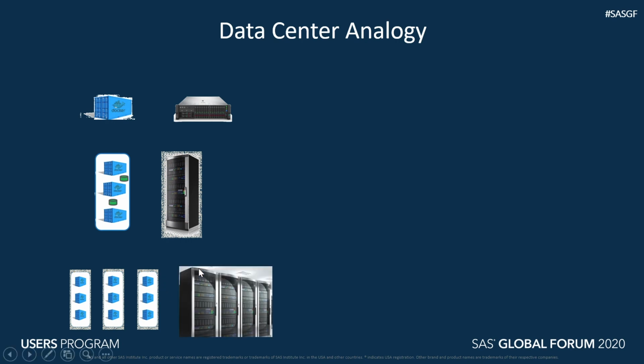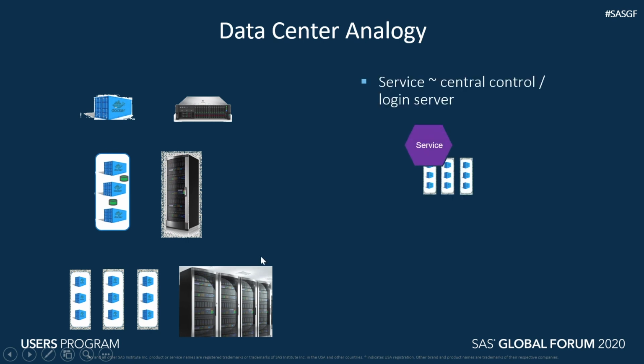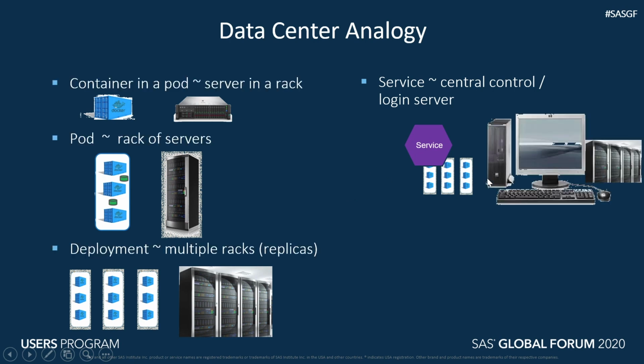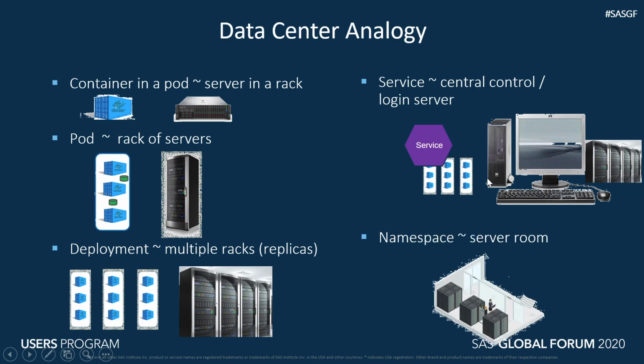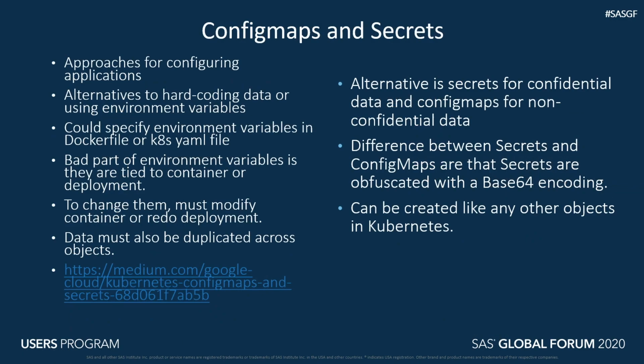And then replicas as being kind of like multiple racks out there, and a service as being like a central control for a login service to get to the back end to a set of things out there. And then the namespace, similar to a server room containing all these different types of objects.